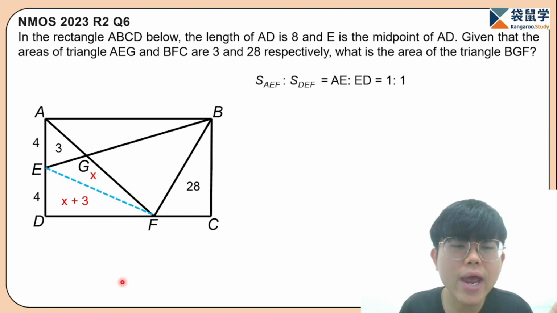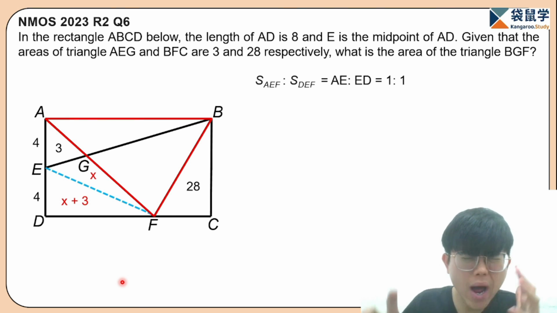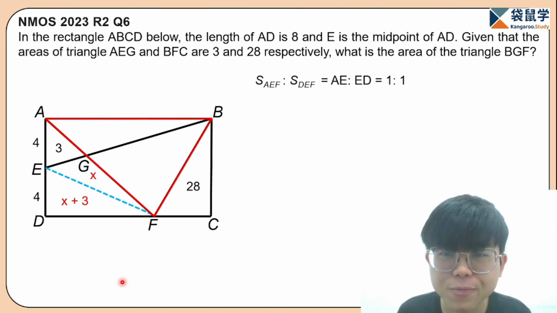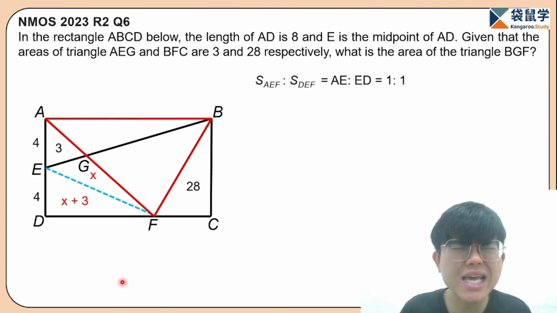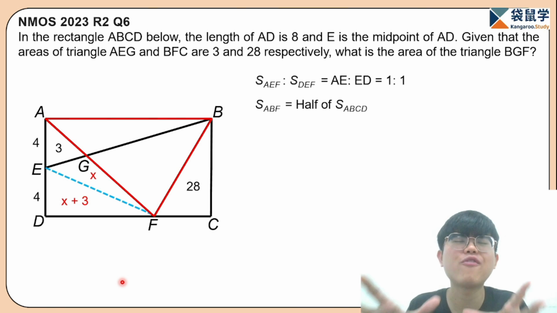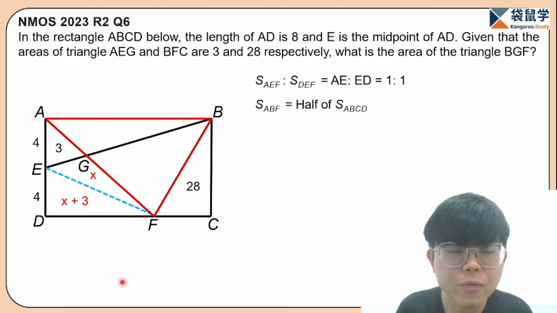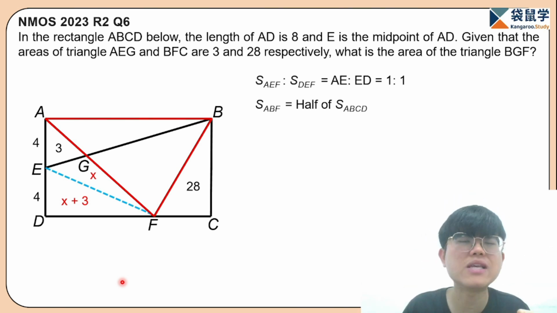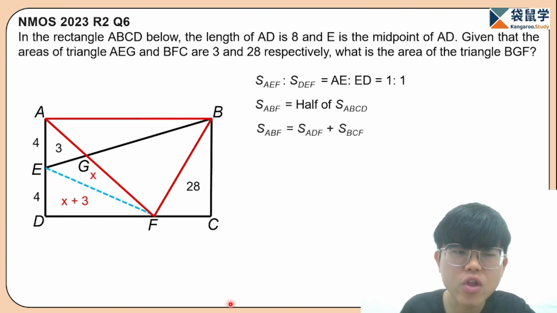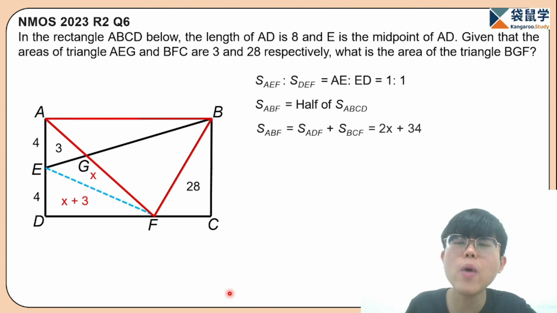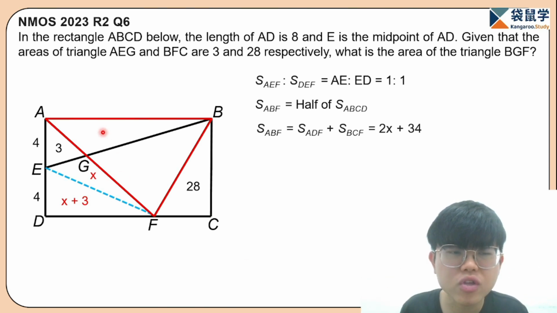Again, everyone, triangle ABF: what is the relationship with the whole rectangle? This is actually the half model. The triangle ABF is actually half of the rectangle ABCD. Which means that ABF is just the summation of ADF and BCF, which will be equal to 2x plus 34, the summation of all of this area. But you still have to find out the area for each of these triangles. How do you find it?